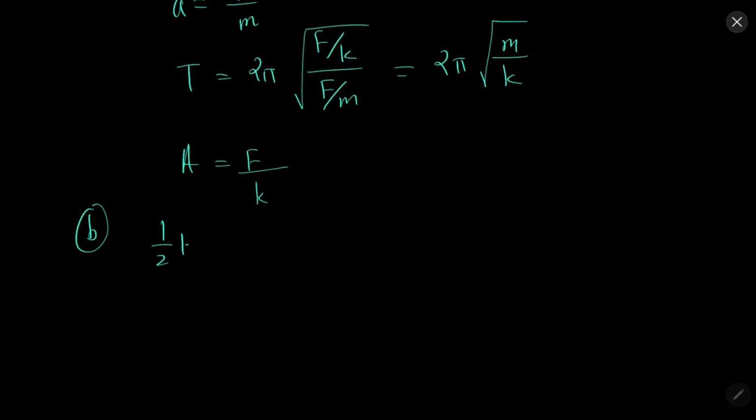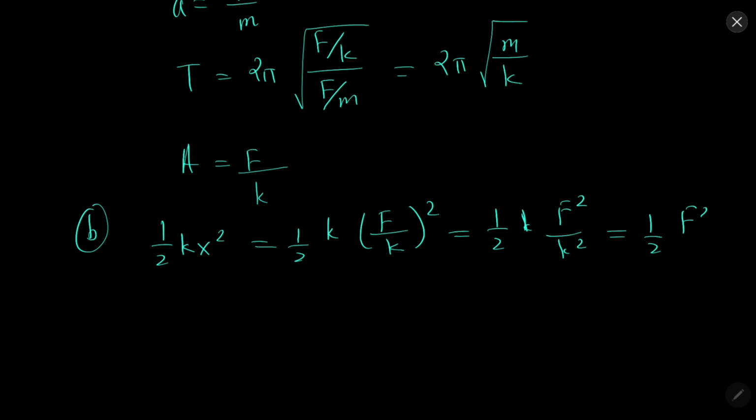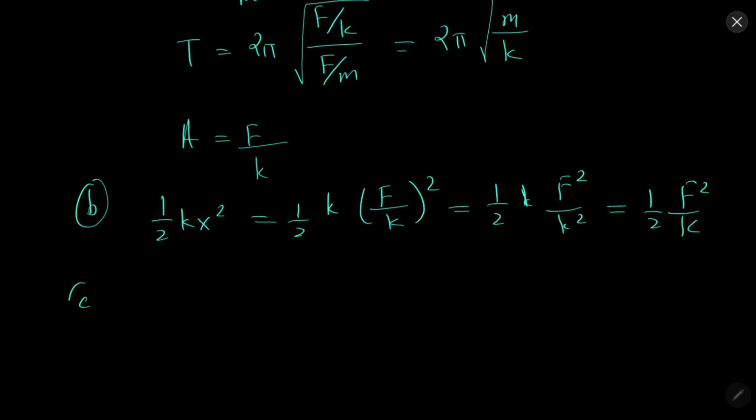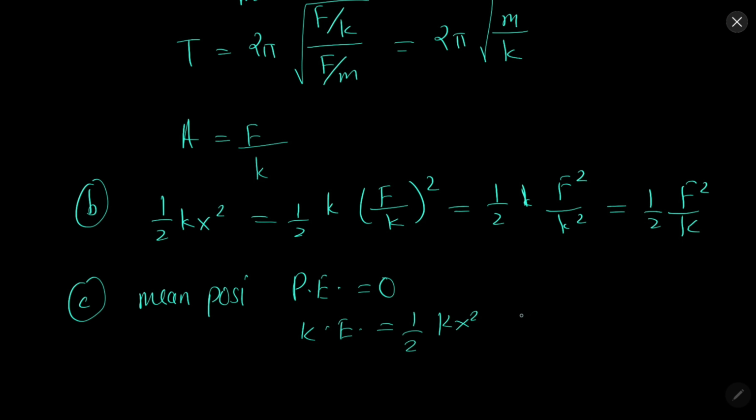Energy stored is half kx square, so half k F square by k square, which comes out to be half F square by k. And C part, at the mean position potential energy is 0, and kinetic energy will be half kx square, that is half F square by k.